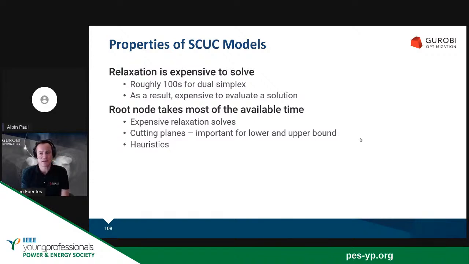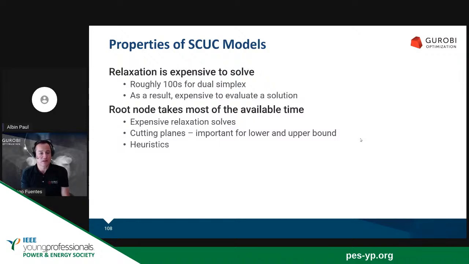So finding the solution to the relaxation can be expensive, and that means that we spend some time in the dual simplex in most cases. Remember, we can use any form of simplex, primal, dual, or barrier to solve the LP relaxation. But in most cases, we find that dual simplex is used, and that's why I mentioned the dual simplex here. We can spend a considerable amount of time solving the relaxation.